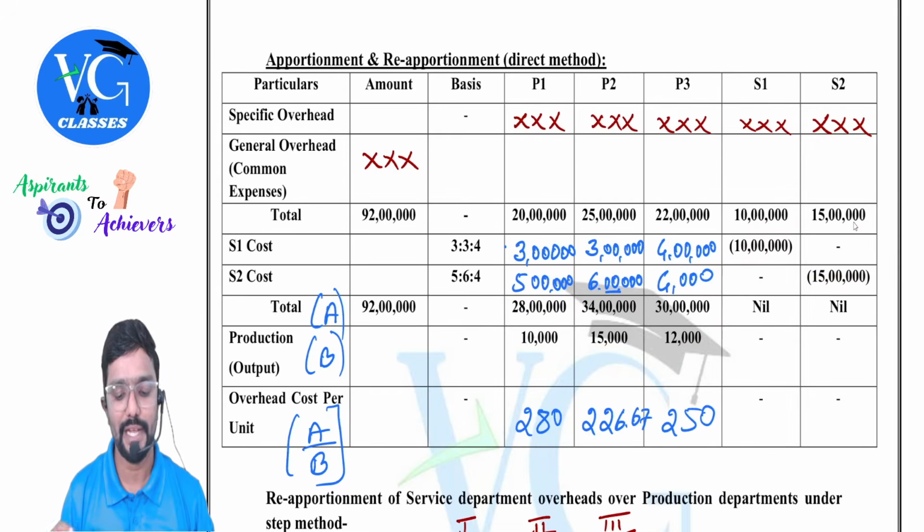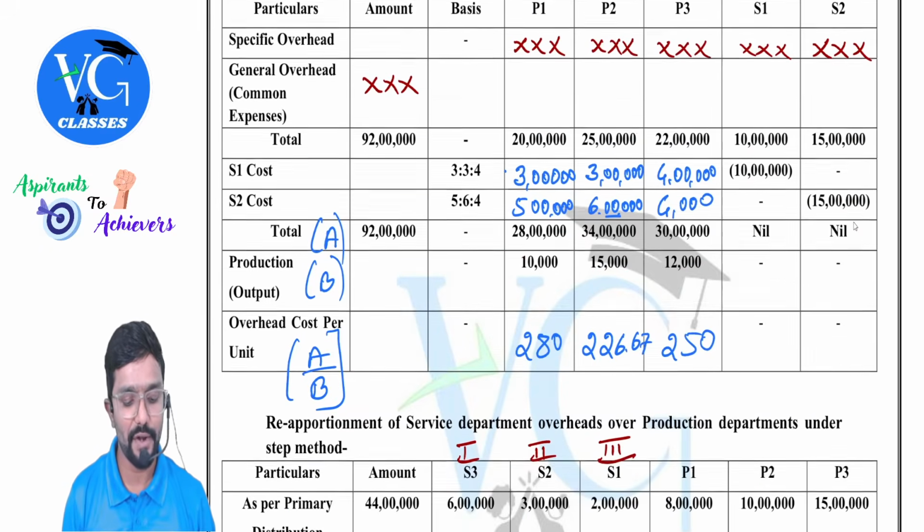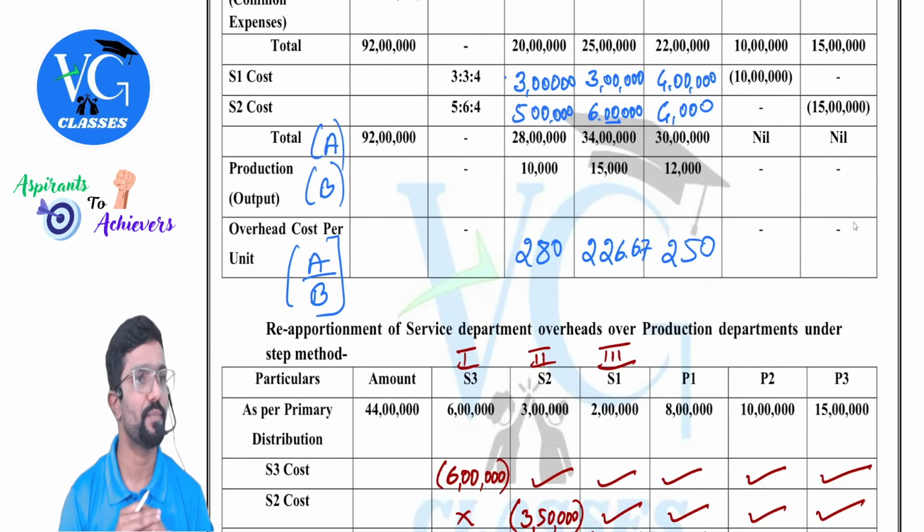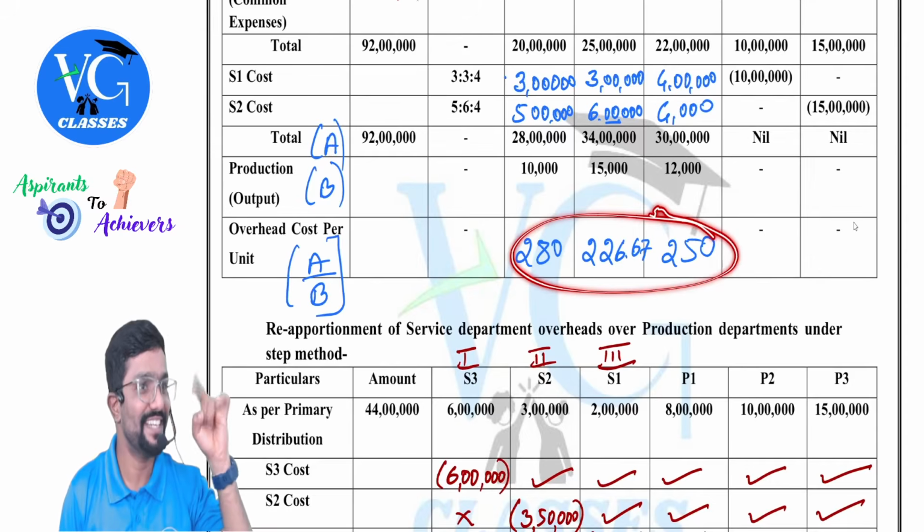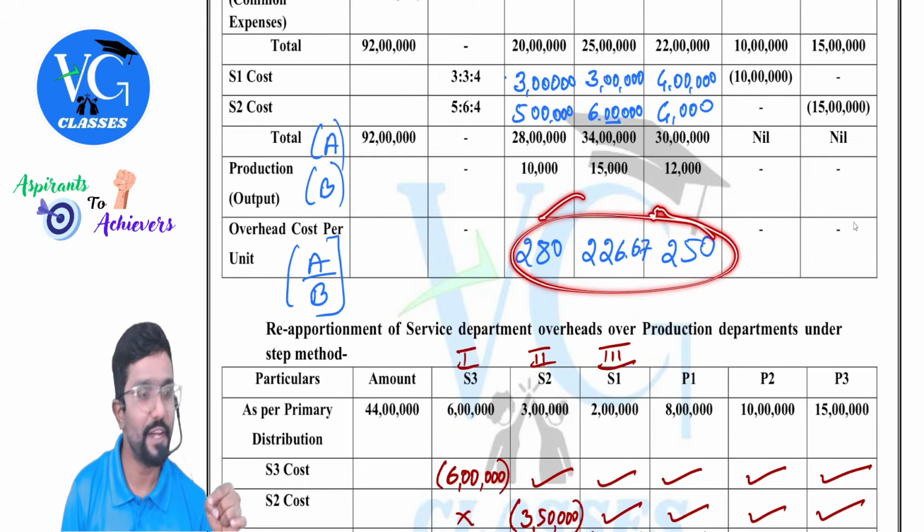Assume each of the departments has produced 10,000, 15,000 and 12,000 units. Now, if I divide each, what do I get, guys? Overhead cost per unit. This was my ultimate target in this chapter. Correct? I have to find this out.